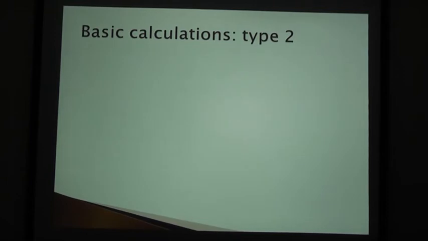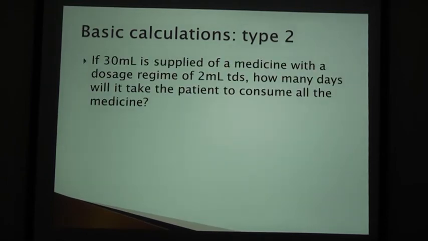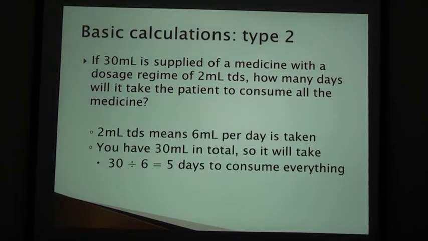Let's look at type 2. If 30 mils is supplied of a medicine with a dosage regime of 2 mils TDS, which is 3 times a day, how many days will it take the patient to consume all the medicine? Slightly different twist to the question here. So, you're doing 2 mils TDS, which means you're doing 6 mils in any 1 day. You have 30 mils in total, so it will therefore take you 30 divided by 6, which is 5 days to consume everything. So it's not uncommon to need to work out how many days' worth of treatment you've got here. Okay?